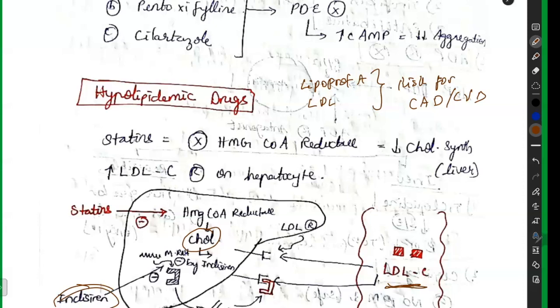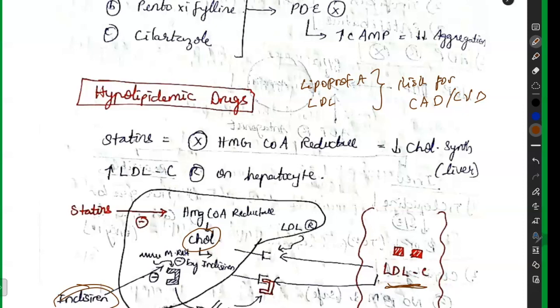When you inhibit HMG-CoA reductase, the overall amount of cholesterol present in the body will be reduced. But what happens after cholesterol synthesis? This cholesterol has to be taken up by your LDL. LDL is a transporter of cholesterol. LDL has receptors both in the blood vessel as well as in your liver. The LDL in your blood goes and attaches to the LDL receptor, and once it attaches, it takes over your cholesterol.